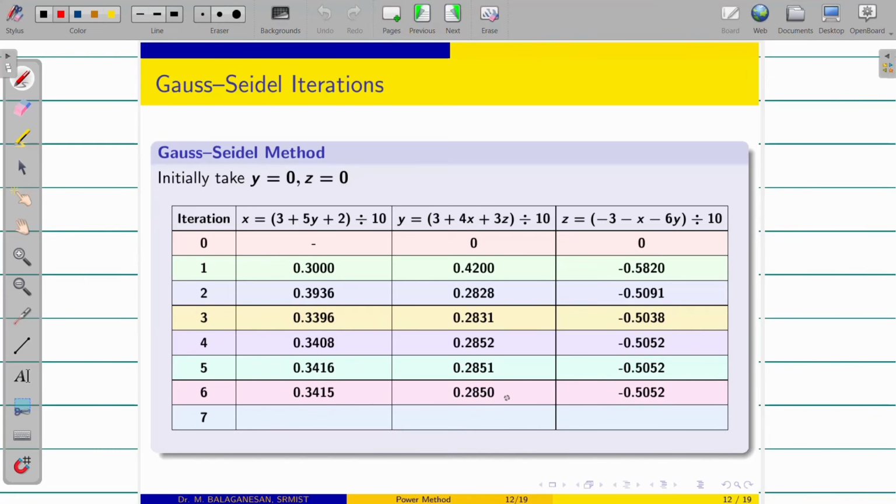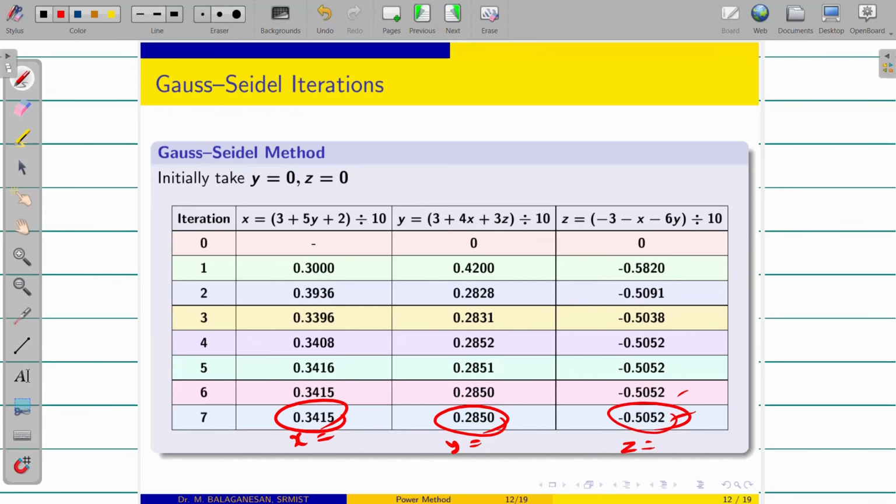It won't be changed. Now come to the seventh one. Yes, it is repeating, 315, 315. Here also it's repeating. Already it has been repeated. So what will be? X value will be this. This is the final value of x. This is the final value of y. This is the final value of z.